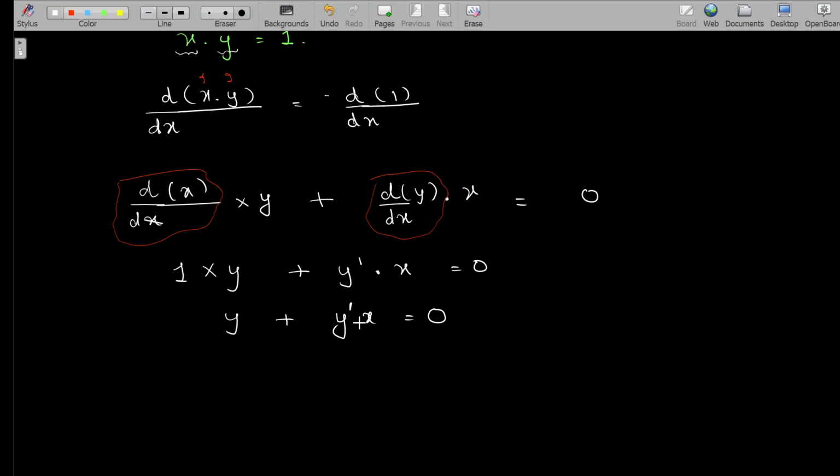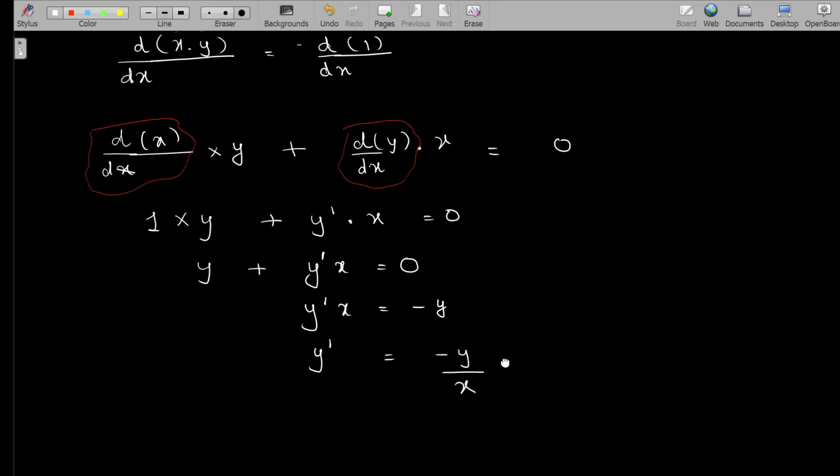Can you try to isolate y prime? So y prime. Wait. So wouldn't y prime x equal negative y, and then I'd have to divide both sides by x? Exactly. So y prime x is equal to negative y, and y prime is equal to negative y over x.